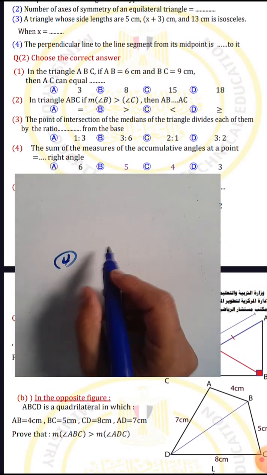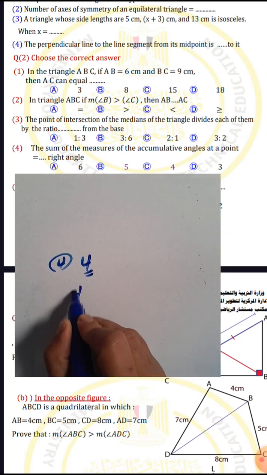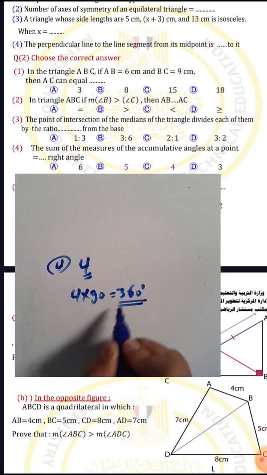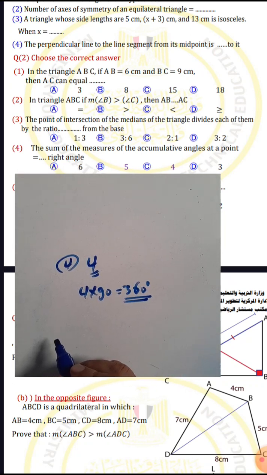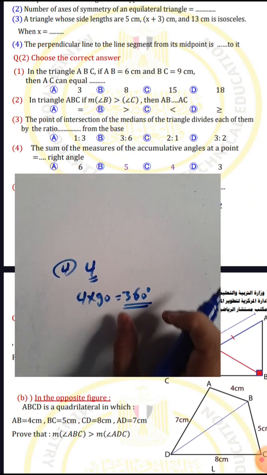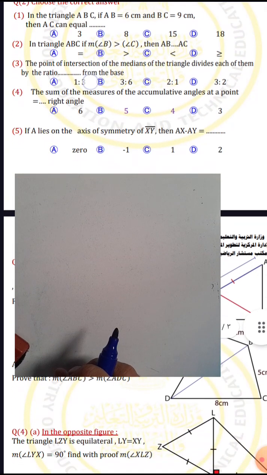Question number 4. The sum of the measures of the angles around a point equals 4 right angles, because 4 times 90 equals 360 degrees. The sum of the angles around a point equals 360. So you must choose letter C.